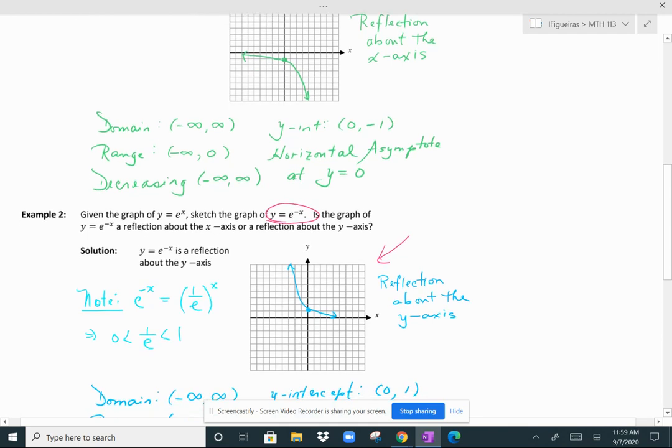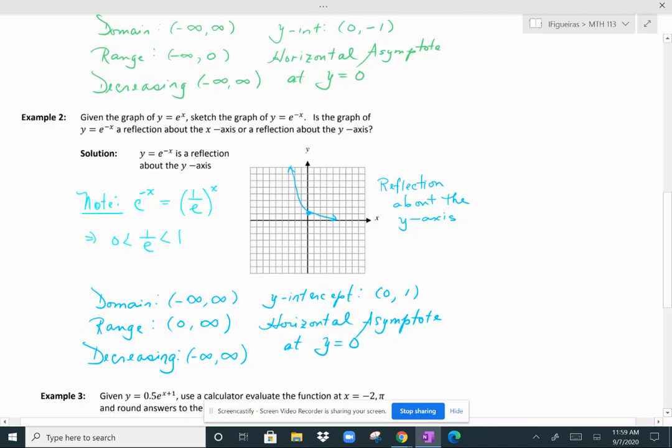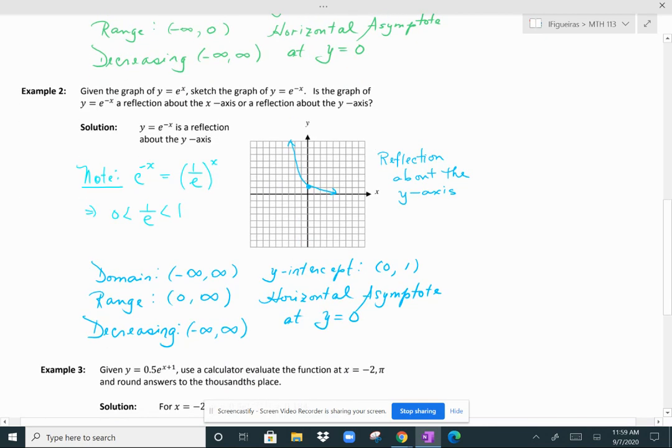This ends up being a reflection about the y-axis. And some of the characteristics will be the same, others change differently. Domain is still all real numbers. The range is from 0 to infinity. It's decreasing from left to right over all real numbers. I have a y-intercept at (0, 1), and a horizontal asymptote at y equal to 0.